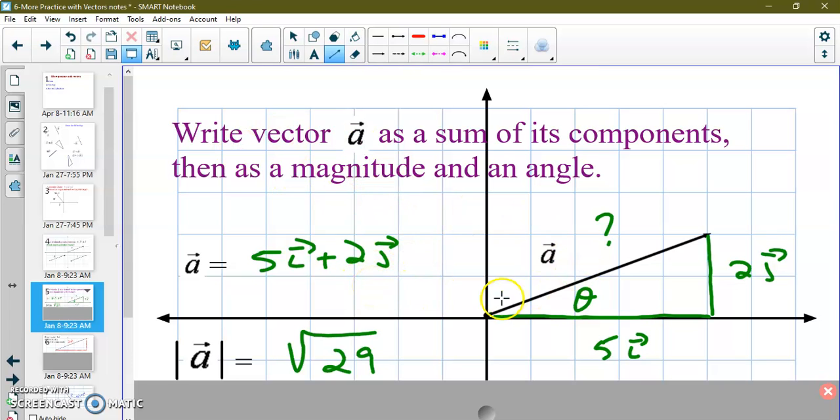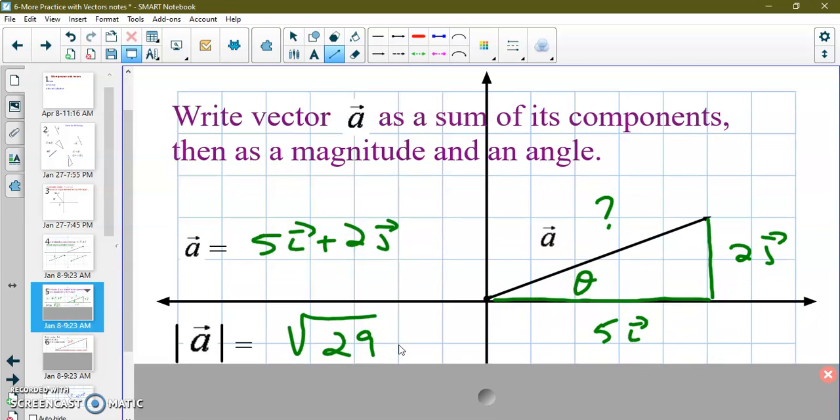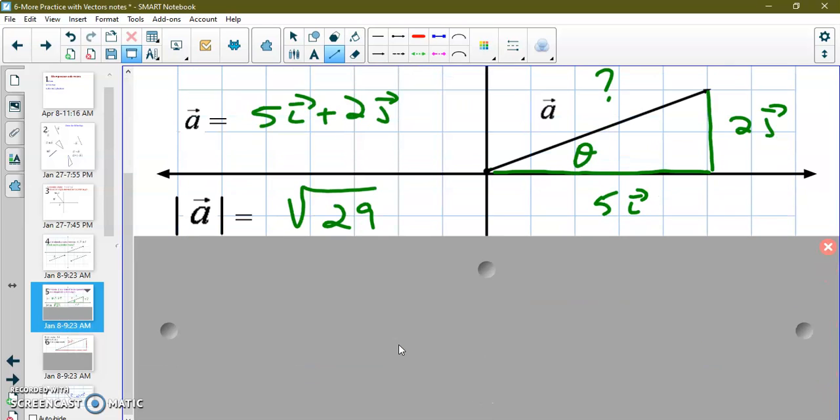The magnitude, remember, that's this distance here. So if we've got a right triangle here with legs of 5 and 2, then we just do the Pythagorean theorem. 5 squared plus 2 squared equals this length c squared, and then take the square root of 5 squared plus 2 squared. So we get root 29 if we just leave it in radical form.